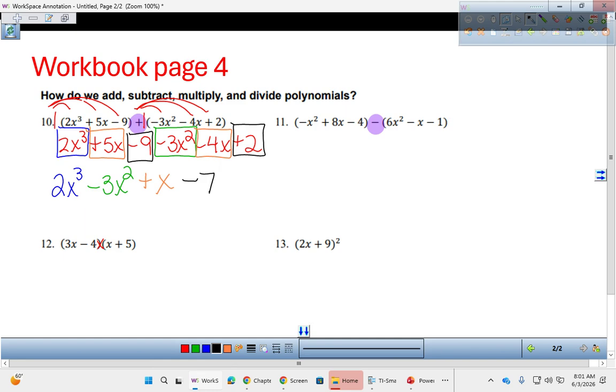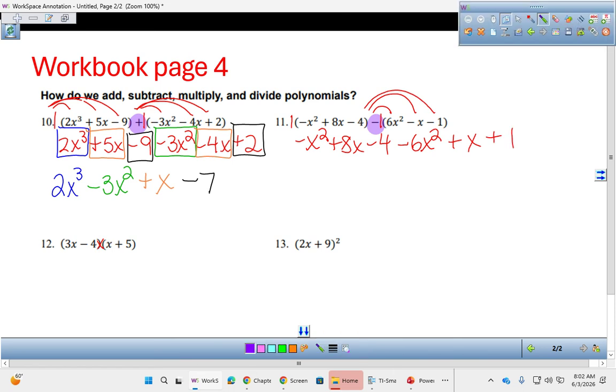All right, now the second one becomes a little different. Not for the first set of parentheses. I'm still just distributing a 1. So 1 times negative x squared, 1 times 8x, 1 times negative 4. But the second set of parentheses, everything's going to change. A lot of times kids will just add these together and say that the answer is 5x squared. And it's not. Okay, so I've got to do negative 1 times 6x squared, which actually makes that a negative 6x squared. A negative 1 times a negative x, that double negative makes it a positive x. And negative 1 times negative 1 makes that a positive 1.